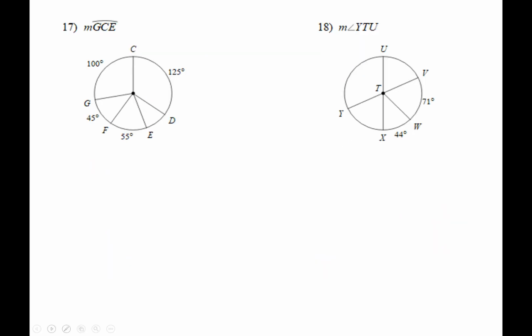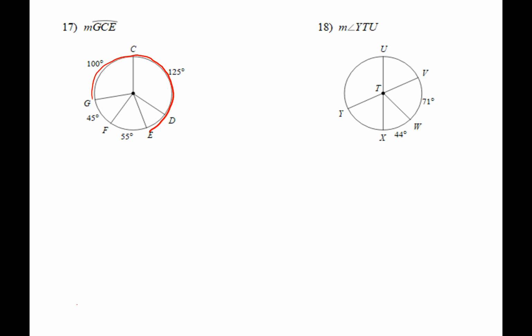All right, onwards. Number 17. This one, find the measure of arc GCE. So GCE, I start at G, go to C, continue all the way around to E. So G, C to E. The only thing I'm missing here is the arc ED or DE, whichever way you want to call it.